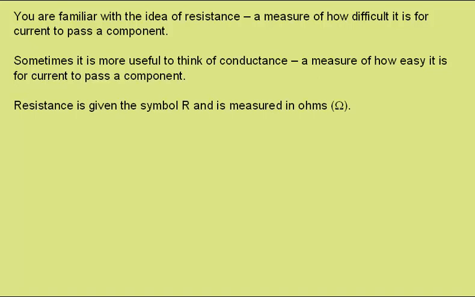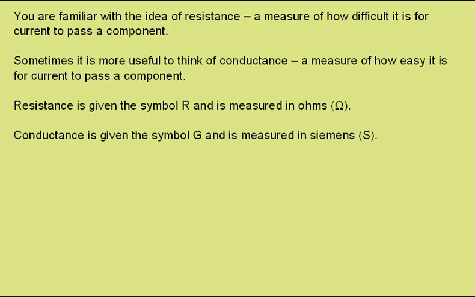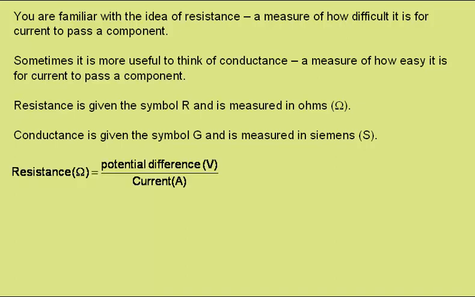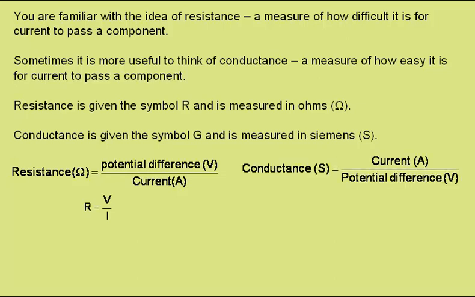Resistance is given the symbol R and is measured in ohms. Conductance is given the symbol G and is measured in Siemens. We know that resistance in ohms is equal to the potential difference in volts divided by the current in amps. In symbols, R is equal to V over I. Whereas conductance in Siemens is equal to the current in amps over the potential difference in volts. In symbols, G is equal to I over V.